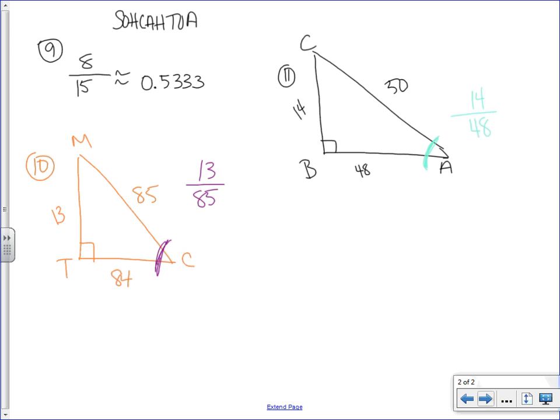If you look at choice 3, I've got the cosine of A. That means I'm doing adjacent. The adjacent side is 15 over the hypotenuse. The hypotenuse is 17. So choice 3 is correct. So for number 12, we want choice 3.